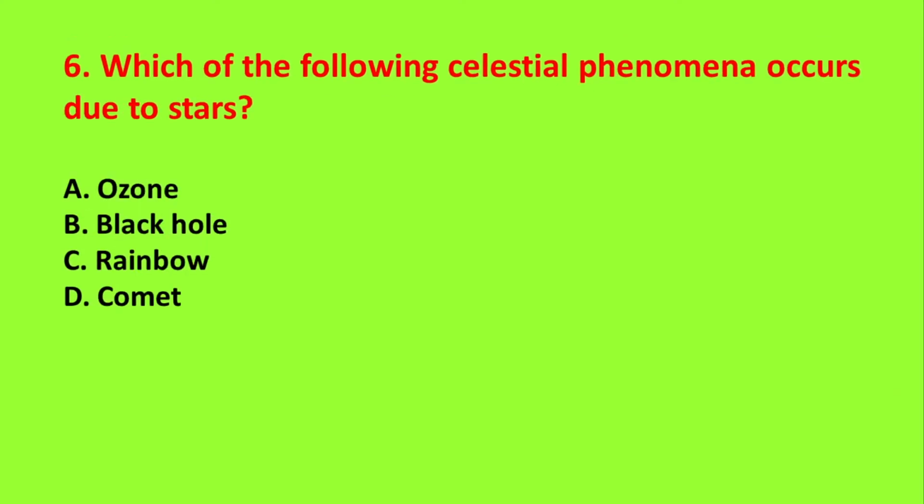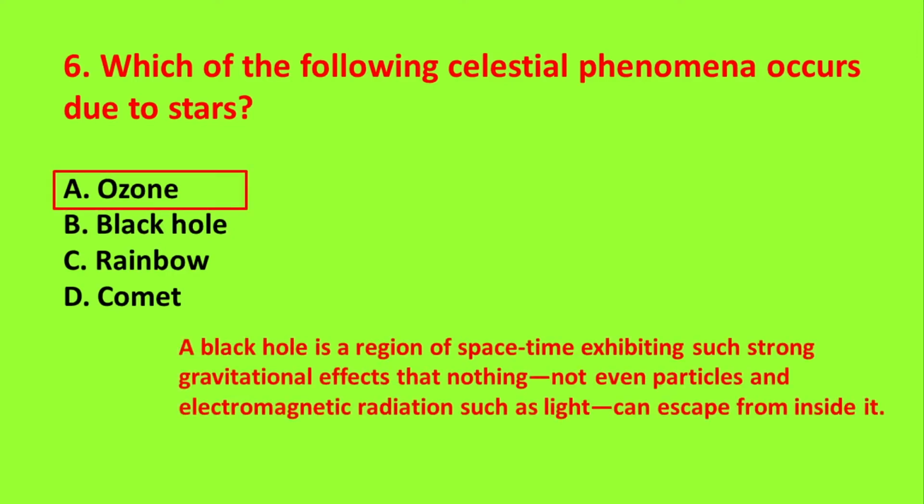Question number 6. Which of the following celestial phenomena occurs due to stars? A. Ozone, B. Black hole, C. Rainbow, D. Comet. The correct option is option B, black hole. And for your kind information, a black hole is a region of space-time exhibiting such strong gravitational effects that nothing, not even particles and electromagnetic radiation such as light, can escape from inside it.